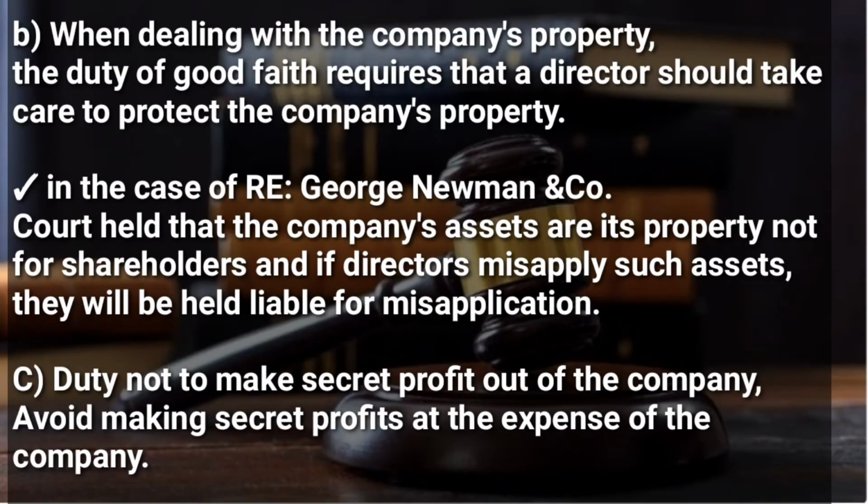Another component of the duty to act in good faith is making secret profit out of the company. Directors should avoid making secret profits at the expense of the company. However, Section 200 of the Companies Act and Article 84 of Table A modify the rule to allow a director to make a profit out of the transaction, provided he has disclosed his interest to the board. A director can make profit out of the transaction as long as he lets the board know about it. But otherwise, he's not allowed to make a secret profit out of the company.